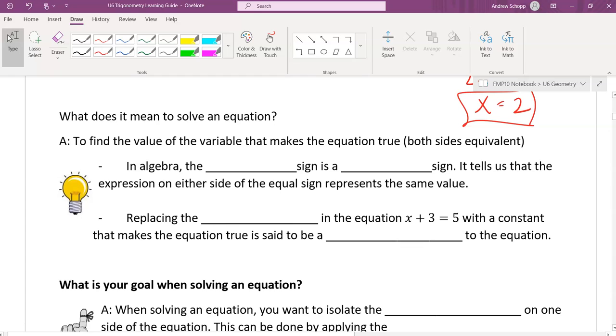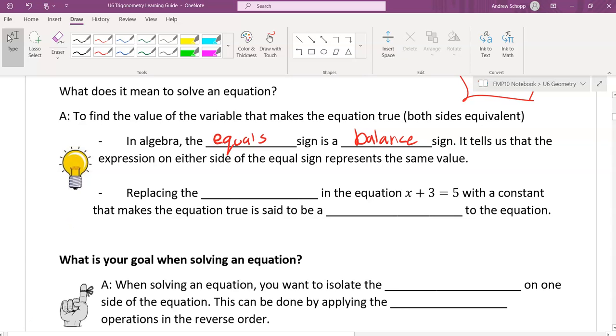Well, it means that you need to find a value of the variable that makes the equation true, or both sides equivalent. In algebra, the equals sign is a balance sign, meaning the left side is equal in weight to the right side, and it should be balanced. Both sides should be equal.